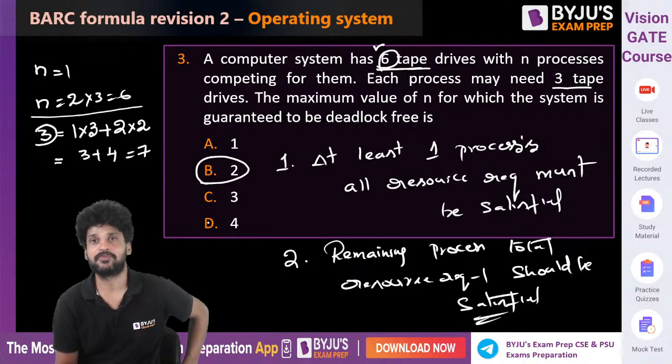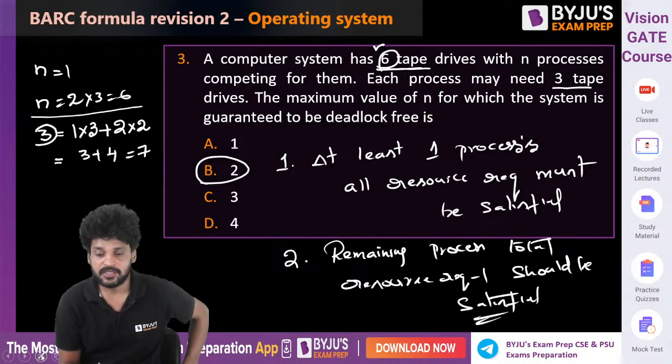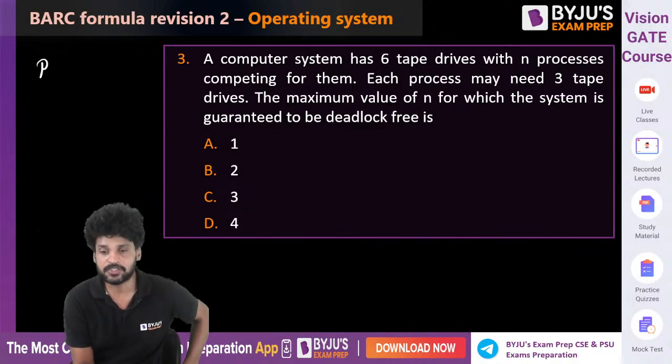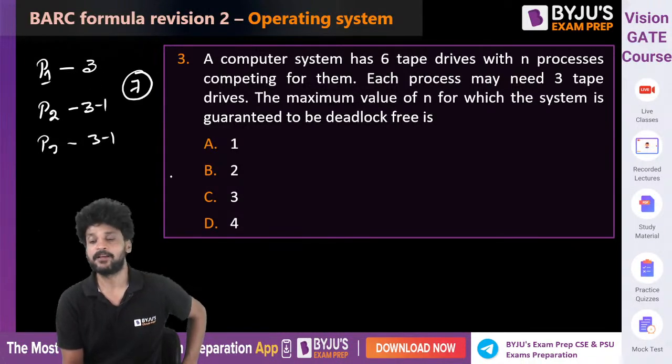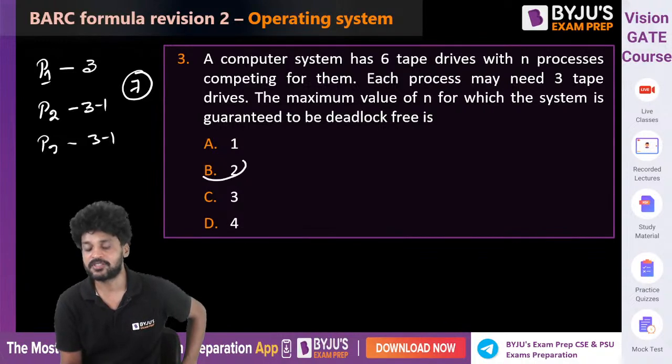If the system has 3 processes, then what will happen? For process 1, we need to give all the 3 resources. For process 2, we need to give 3 minus 1. For process 3, we also need to give 3 minus 1. So 3 plus 2 plus 2 is equal to 7, so the system must have 7 resources. So the maximum number of processes should only be equal to 2 to avoid a deadlock.